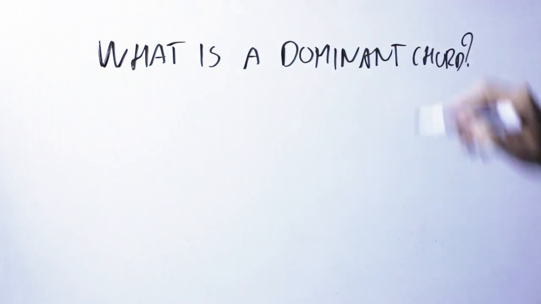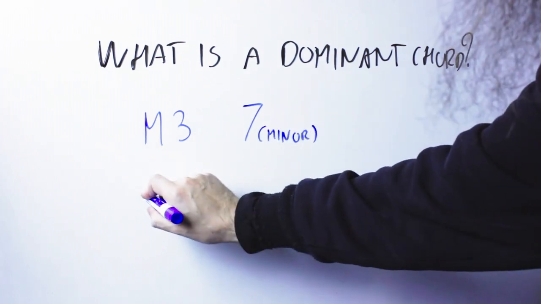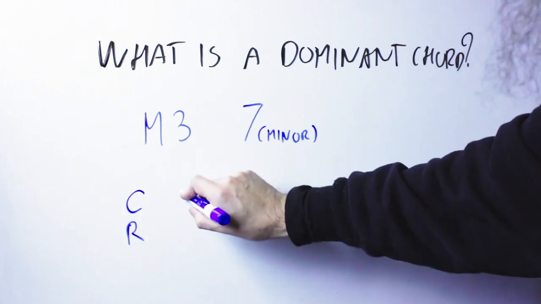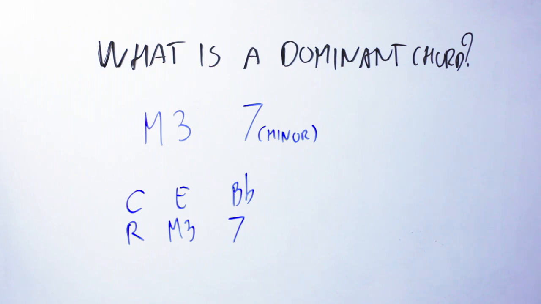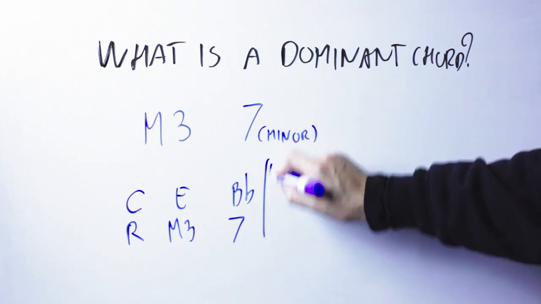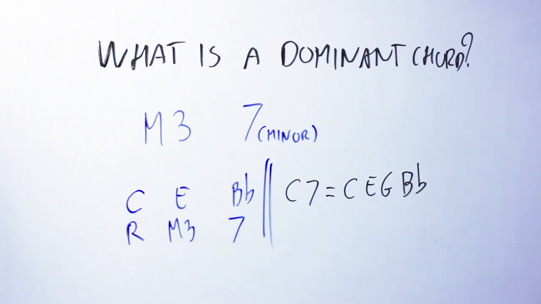So first of all, what is a dominant chord? Well, a dominant chord is any chord that contains a major third and a minor seventh. So for instance, a C dominant chord will be any chord that contains the root C, the major third E, and the minor seventh B flat. The typical dominant chord, the most common, is C seventh, which is C, E, G, B flat.